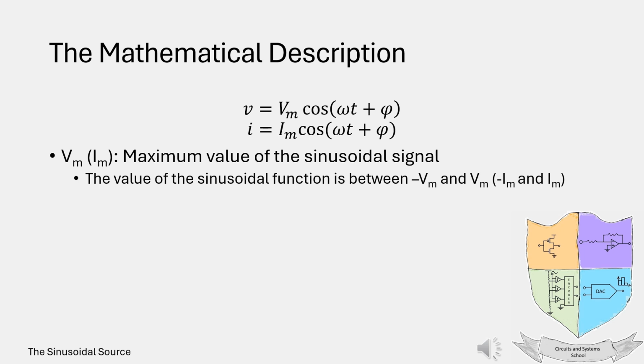A sinusoidal voltage or current source can be mathematically expressed by either a sine or cosine function. We have decided to use the cosine function and will continue with this choice throughout the discussion. The parameter Vm or Im is the amplitude of the sinusoidal function and denotes the maximum value of the sinusoidal function.